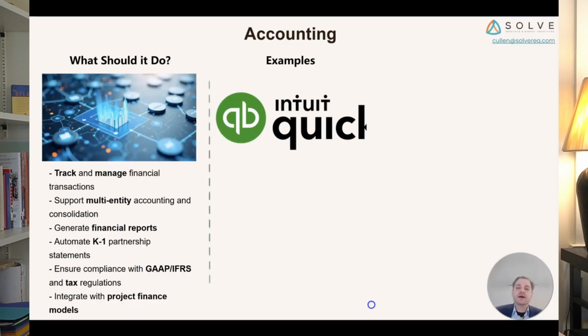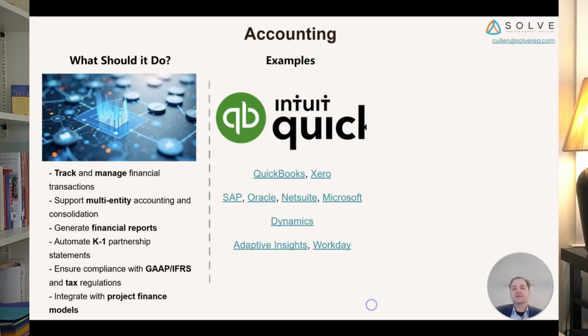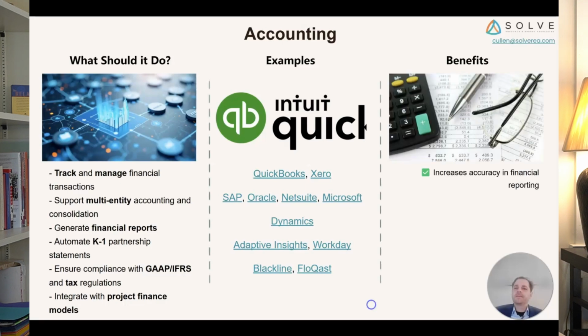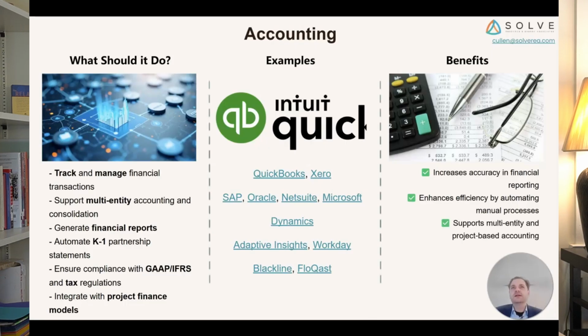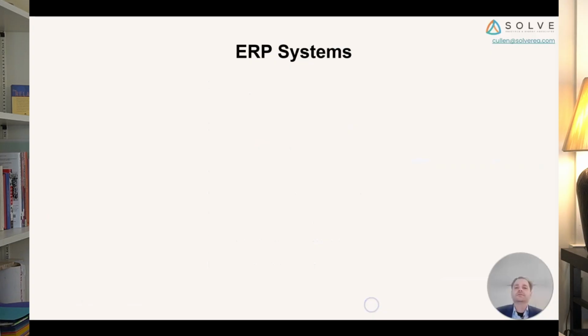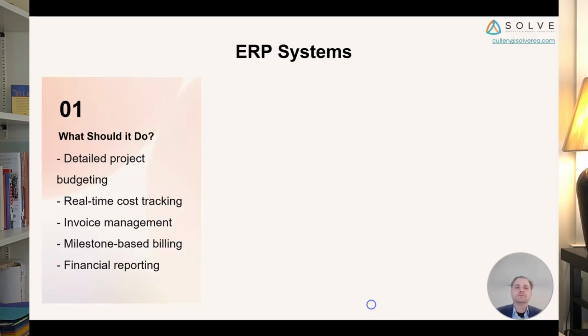So, some basic examples: QuickBooks, Xero, SAP, Oracle. Many enterprise systems meet the accounting system needs for project finance. And they increase the accuracy in your financial reporting, enhance efficiency, support multi-entity accounting, and consolidate those financial statements, as well as making that reporting and compliance tracking easy for you, something that always takes time in a project finance situation. Now, ERP systems also are important to utilize.